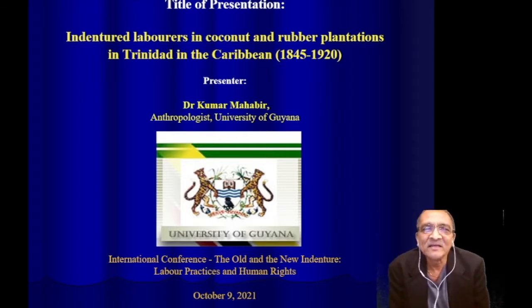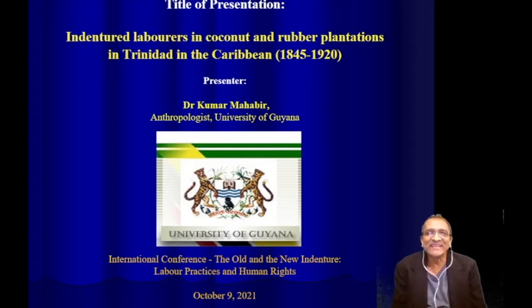My presentation is entitled Indentured Laborers in Coconut and Rubber Plantations in Trinidad in the Caribbean from 1845 to 1920. Now, why did I choose that time period, 1845? It is the year in which indentured immigrants first came to Trinidad. And although the immigration of indentured laborers ended in 1917, there were still people working in the plantations as indentured laborers until 1920.